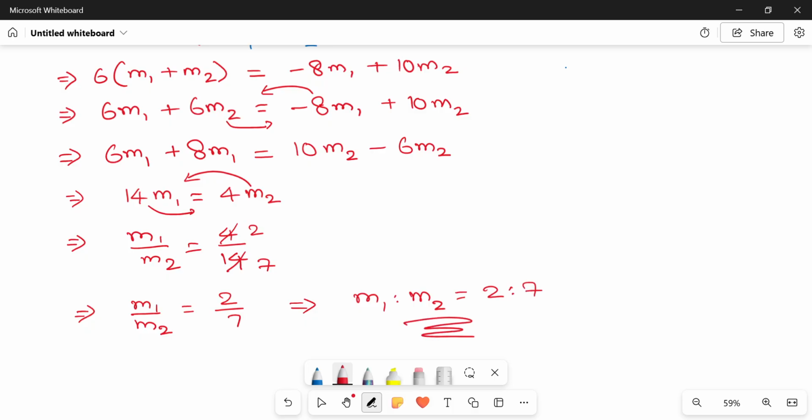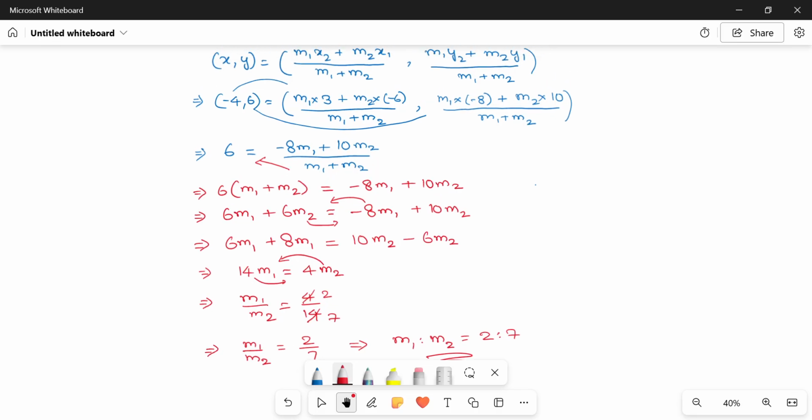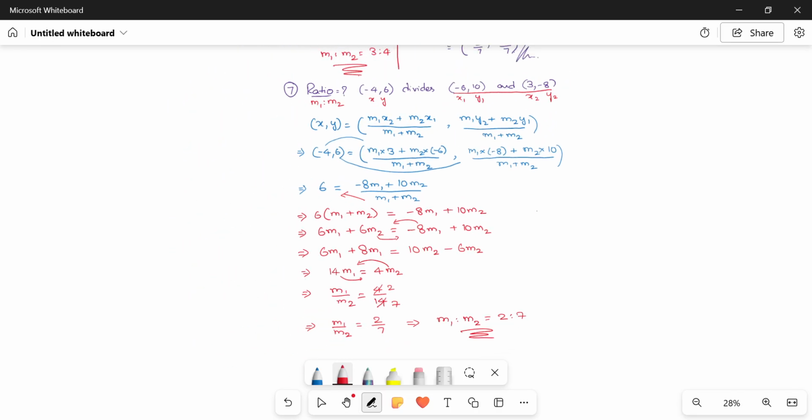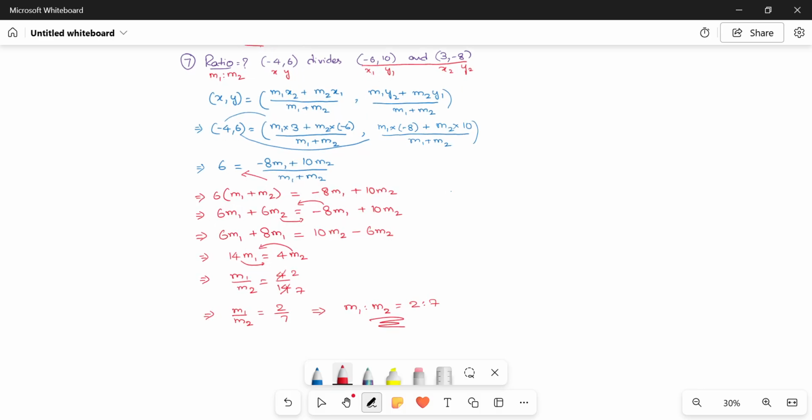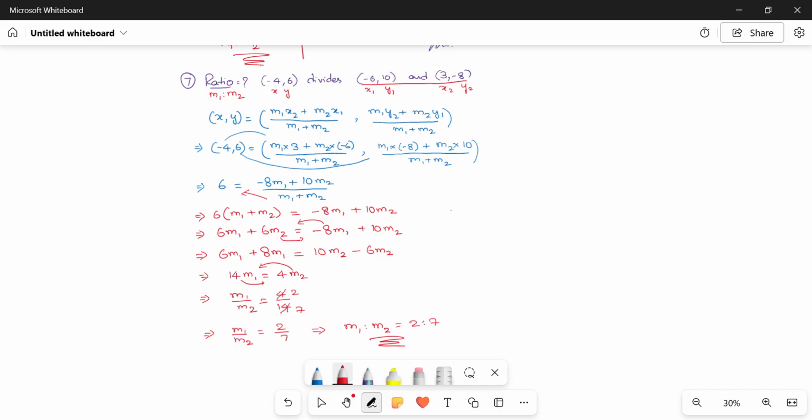Got it, my dear students? So this is a purely section formula. This problem is based on purely section formula. Understood? So please practice. And the most important thing is equating this one. Once you know how to equate, then it is an easy problem.